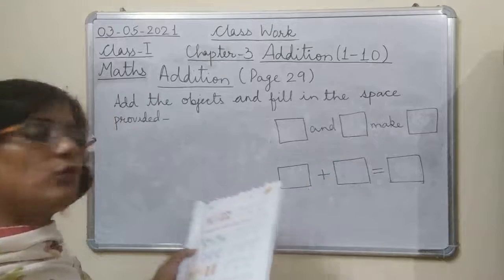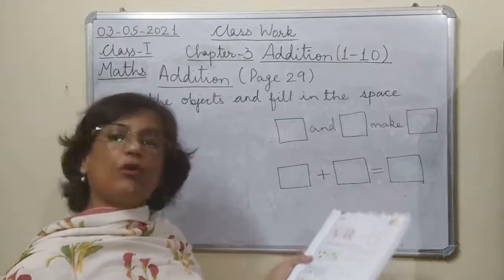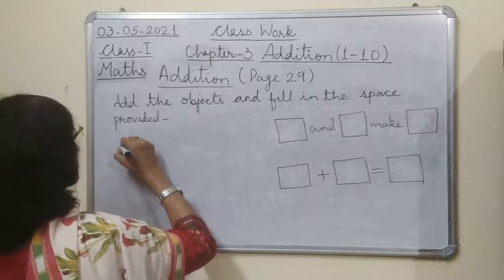Last one is, how many toffees do you see? 1, 2, 3, 4, 5. We see 5 toffees.